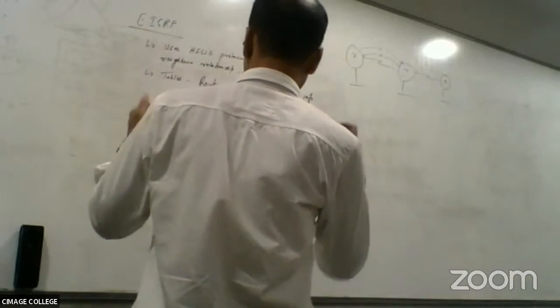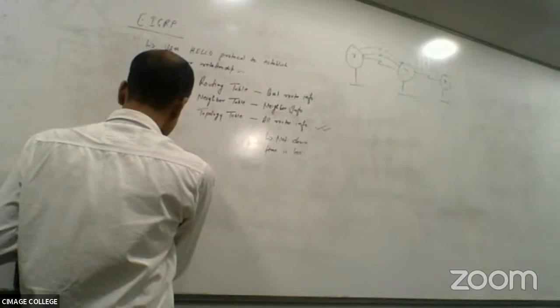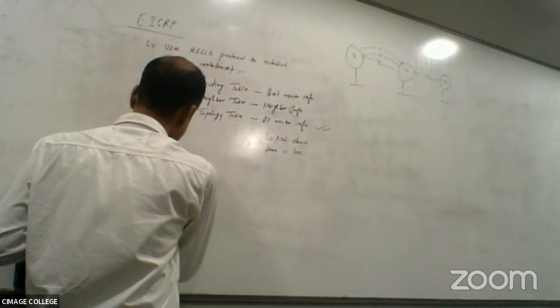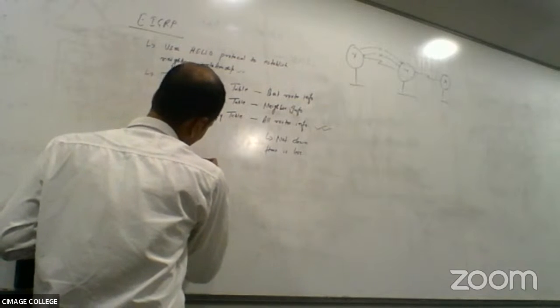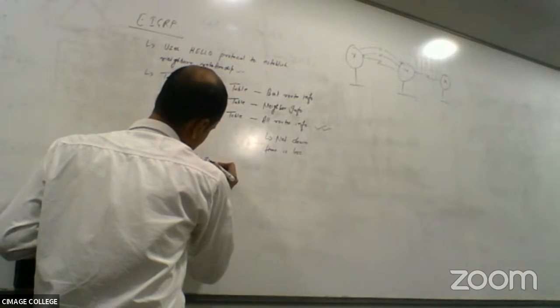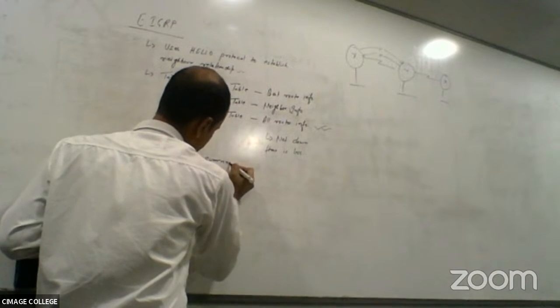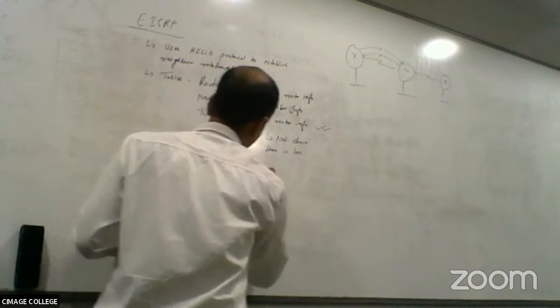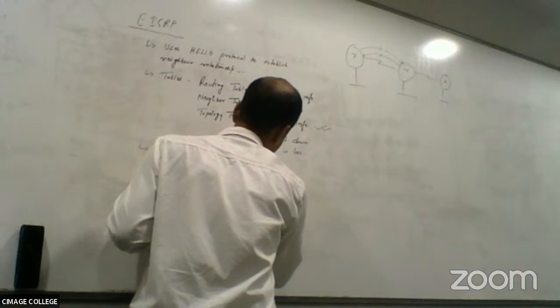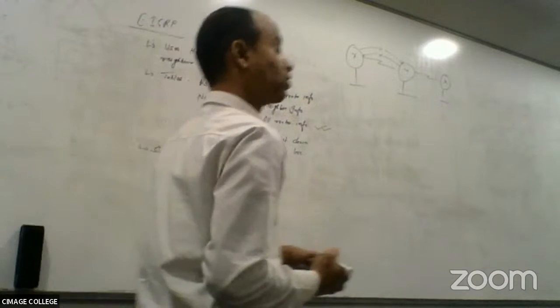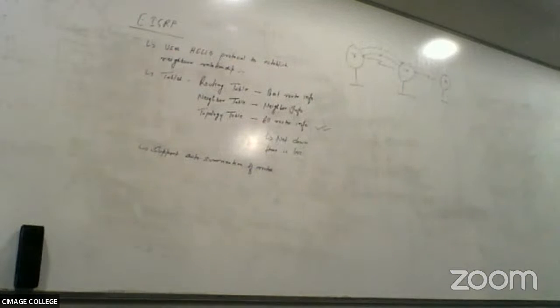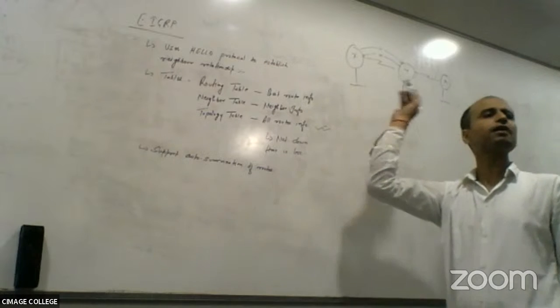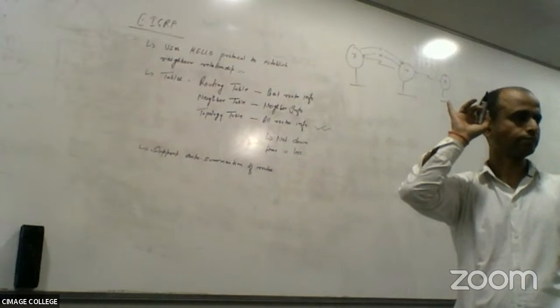Next. Supports auto summarization of routes. Auto summarization means, suppose at the first router there are many networks.